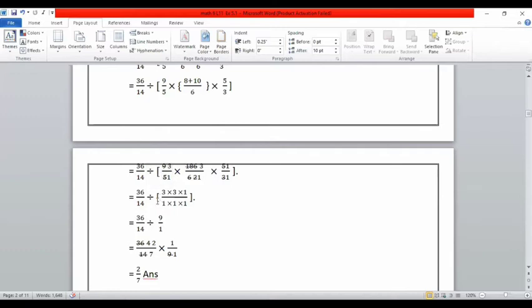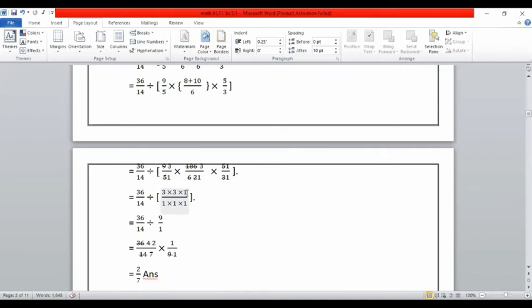Now I write the remaining values. 3 multiplied by 3 multiplied by 1 in the numerator, and 1 multiplied by 1 multiplied by 1 in the denominator. The result in the denominator will become 1. Okay, write 1. 3 times 3 is 9, 9 times 1. Good.